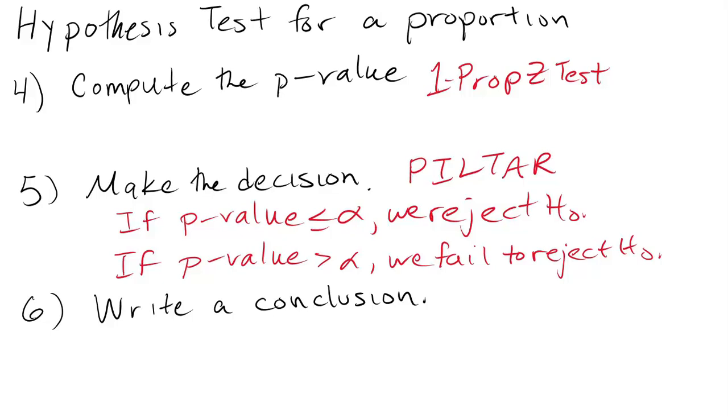As an aside, you don't need a second rule. If you don't reject, then you fail to reject. And besides, P is greater than alpha, fail to reject. Pig-tafter doesn't really roll off the tongue like PILTAR. If you want to use pig-tafter as your rule, you can, but I'm going to use PILTAR. P is less than alpha, reject. And then I want you to write a fairly plain language conclusion. I want you to write an interpretation of our decision that addresses the claim and the problem. And we'll talk about that as we do specific examples. Let's jump into an example.